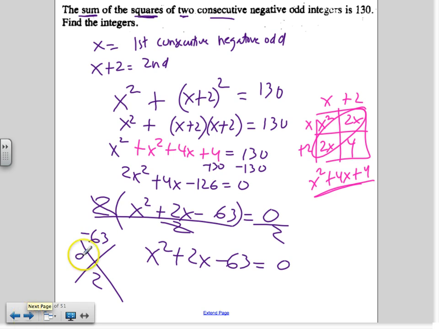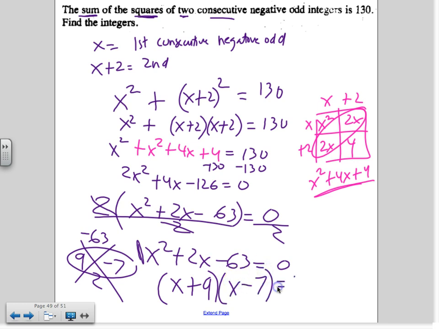Very good. 9 and negative 7. See it? 9 times negative 7 is negative 63. 9 plus 7 is positive 2. And once again, if you want to do a box on this, you're more than welcome to. But then I realize that this is a 1, then I can just do a shortcut on it, right? So I can just go ahead and expand it to this. X plus 9, x minus 7 equal to 0.